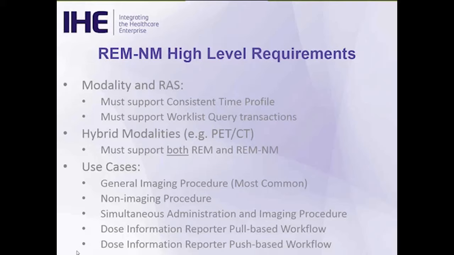And then also, as Jeff pointed out, the worklist, so that the reports that are generated from the RAS match up in the same study downstream in the modality or in the PACS, so they can be grouped together. And obviously, this makes a lot of sense since with PET CT and SPECT CT systems, the CT side of those systems have been reporting REM, and now they can have a matching REM-NM image or report that goes along with the images. So we're going to just cover the main, most common use case, the general imaging procedure. The documentation in IHE illustrates these other use cases, but for time's sake, we'll just do the most common, which I think will cover most things. Okay. You want to go to the next slide, Jeff?